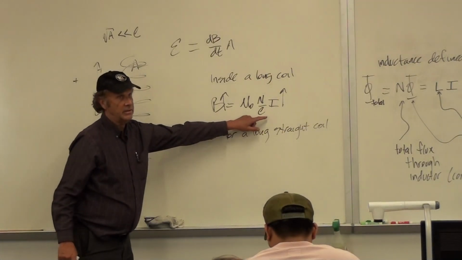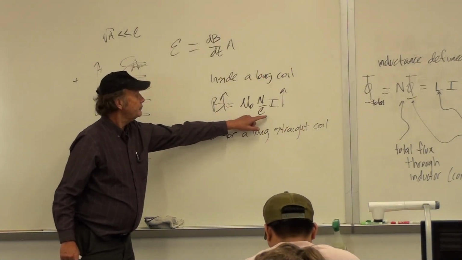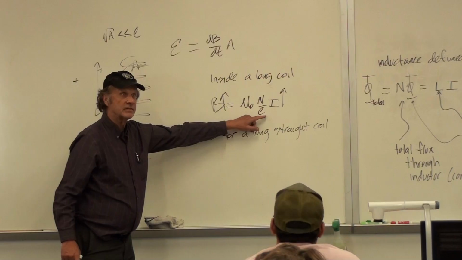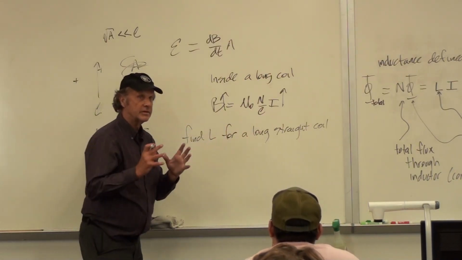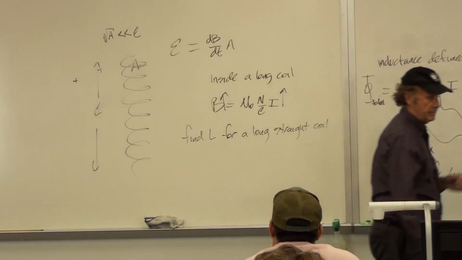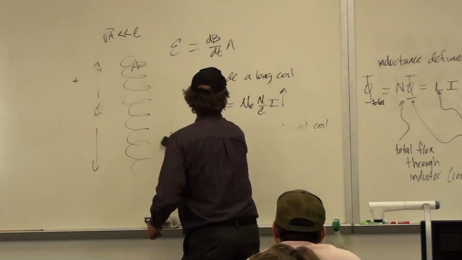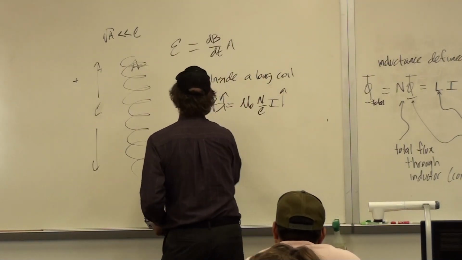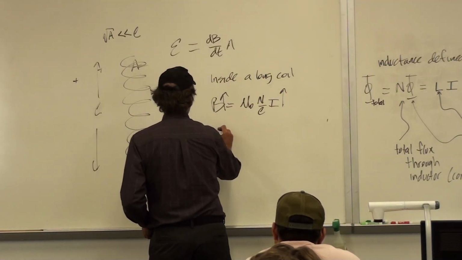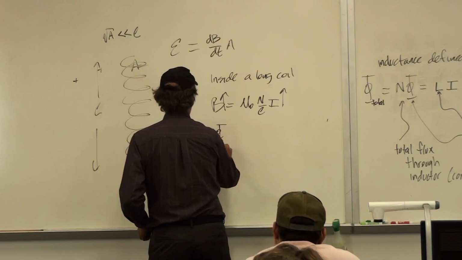We used, remember, Ampere's law to solve for this. Does everybody remember that? If you don't, you can go back to the notes, or if you took the notes, you take a look at it. We're assuming you know that. All right, so now let's find L. So that's going to be N phi over I.